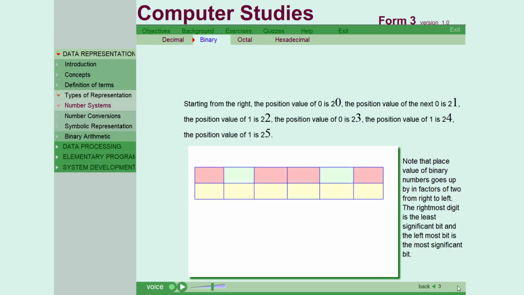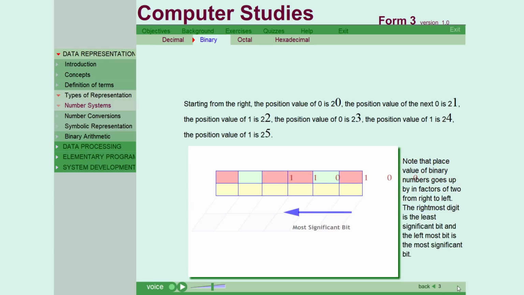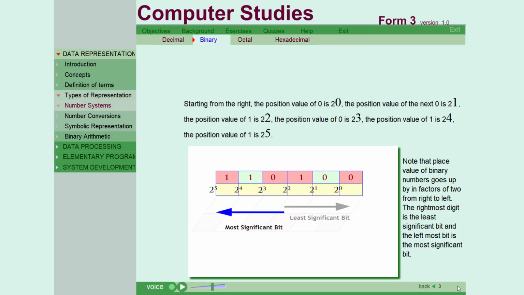Starting from the right, the position value of 0 is 2 to the power of 0. The position value of the next 0 is 2 to the power of 1. The position value of 1 is 2 to the power of 2. The position value of 0 is 2 to the power of 3. The position value of 1 is 2 to the power of 4.